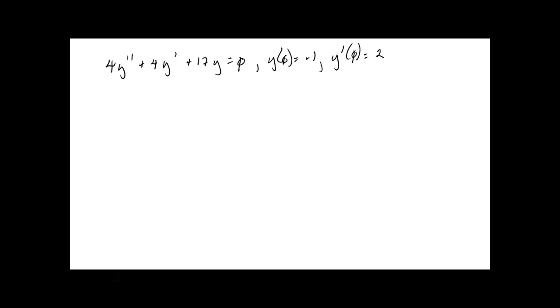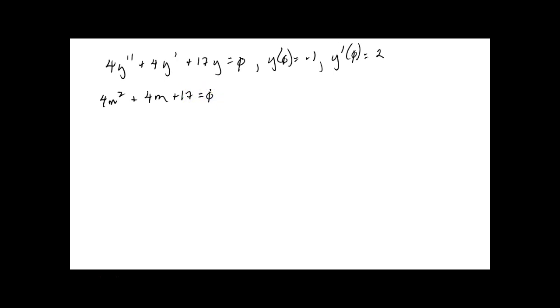Okay, where would you start? Anybody? 4m squared plus 4m plus 6. Okay, he likes to go straight to the auxiliary equation, which is a good thing to do. 4m squared plus 4m, what was the rest of it? Plus 17. What's the rest of it? Equals 0. Okay.